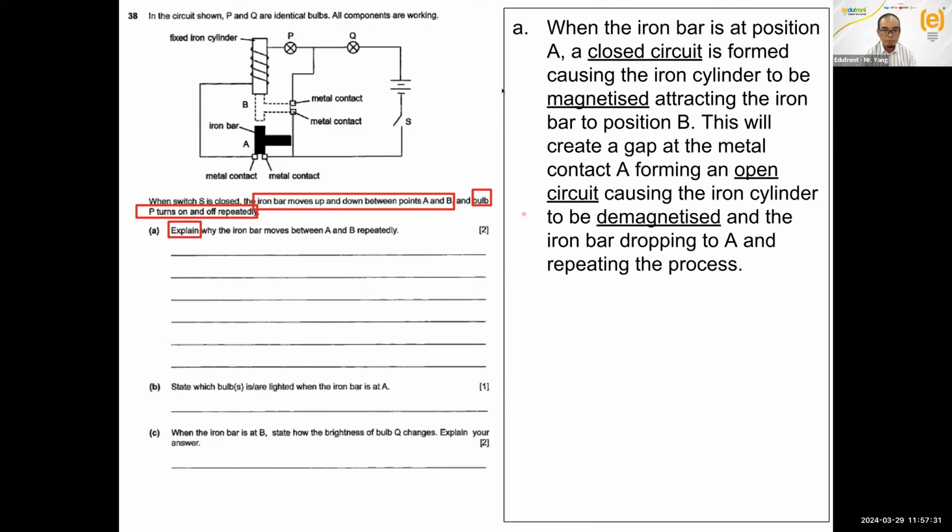Okay, now let's take a look at part B. State which bulb is lighted when the iron bar is at point A. Okay, can you guys type your answer for part B? This one very easy. Just state. Can you tell me, type in the group chat, what is your answer? When the iron bar is at point A. Okay, I can see different answers.